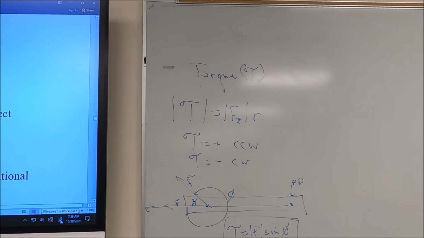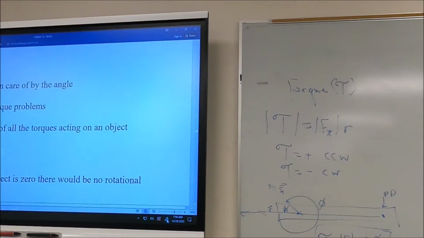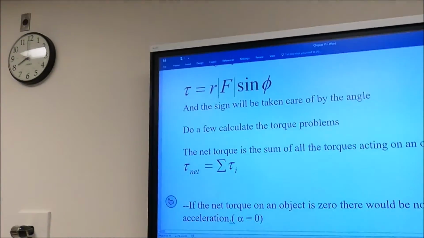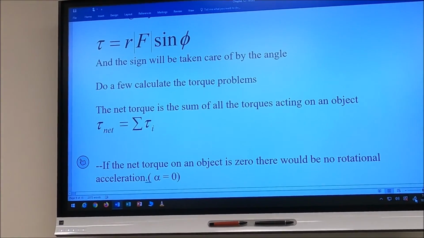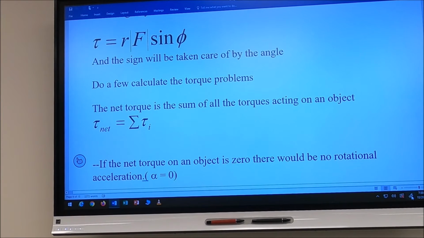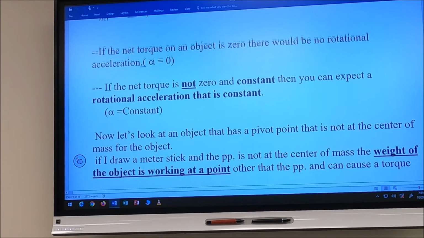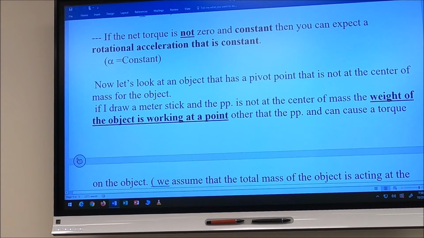Now, if there's only one force acting on the object, then calculating the torque on the object is easy. If you got multiple forces acting on an object, then we would probably need to do the sum of the torques. Torque net is equal to the sum of the torques. If the net torque on an object is 0, then there will be no change in rotational motion. If the net torque is not 0 and constant, then we can expect a rotational acceleration that is constant.